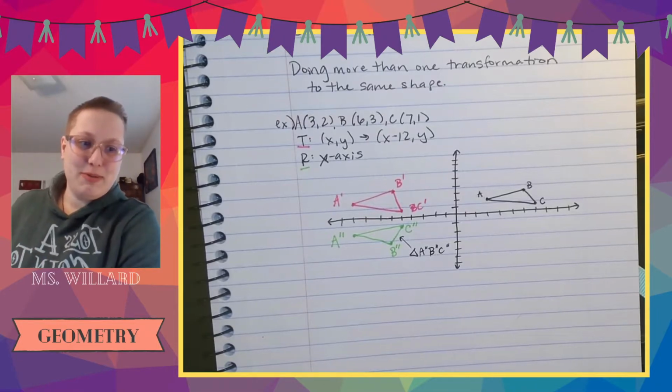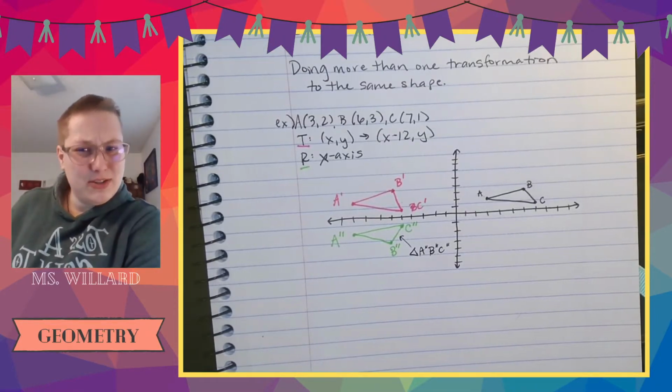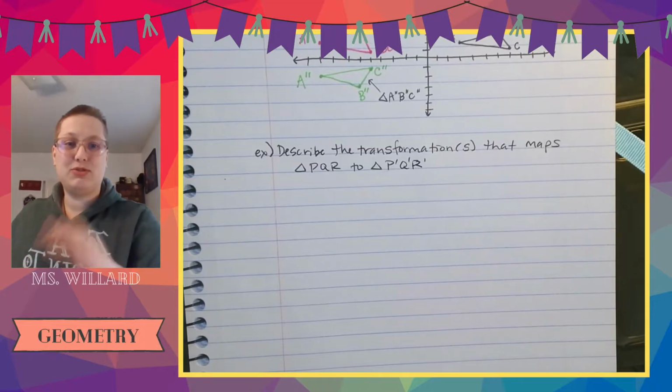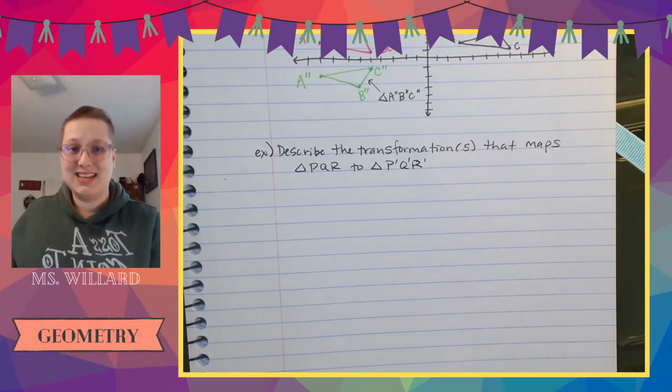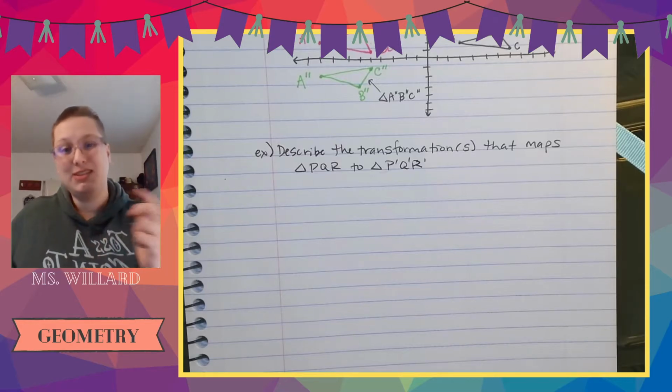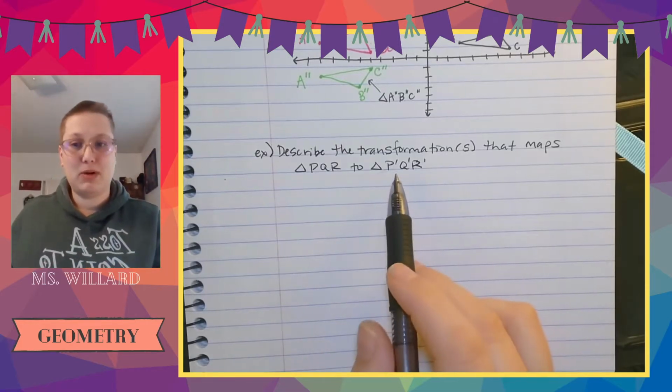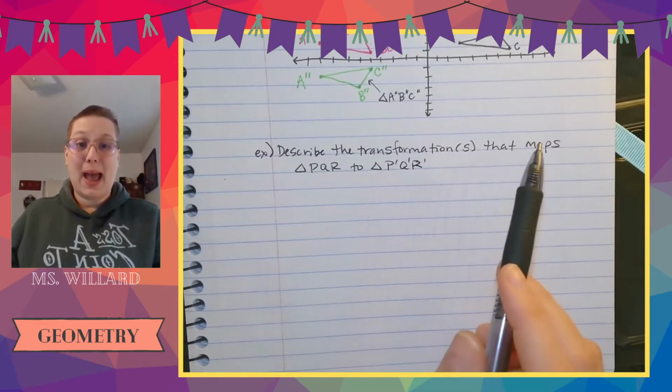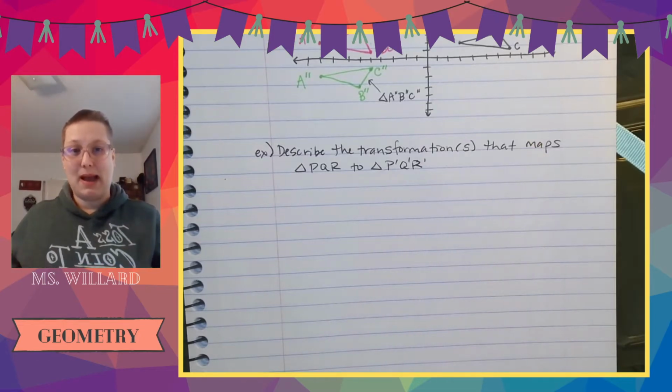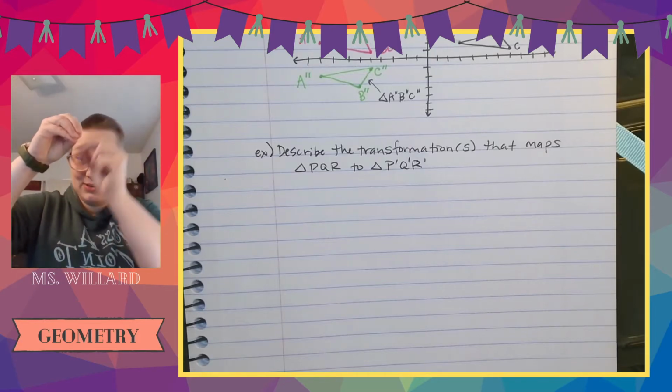All right, let's try one where we actually go backwards and try to figure out the rule. All right, so we're going to describe the transformation or transformations that maps PQR to the new PQR, basically. P prime, Q prime, R prime. So maps just makes one go to the next. So it's like when looking on Google Maps, it's me, and then it goes, whoop, go like this.